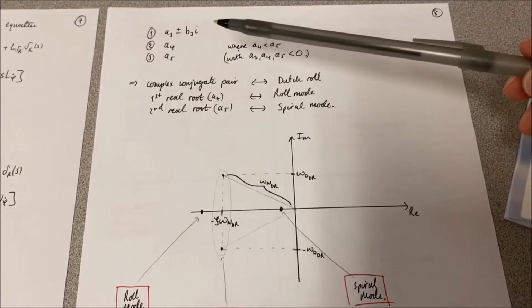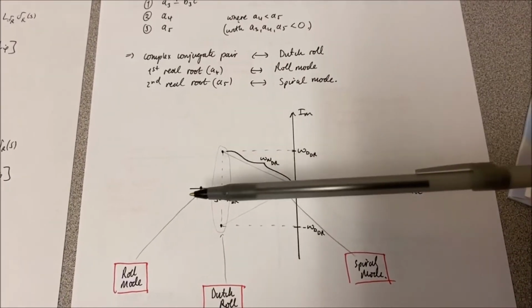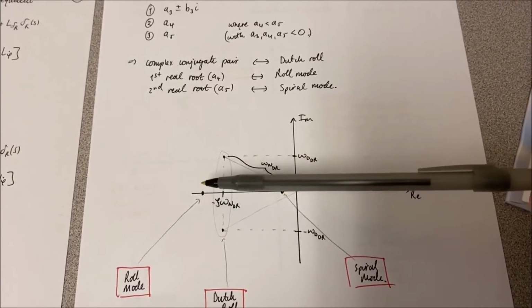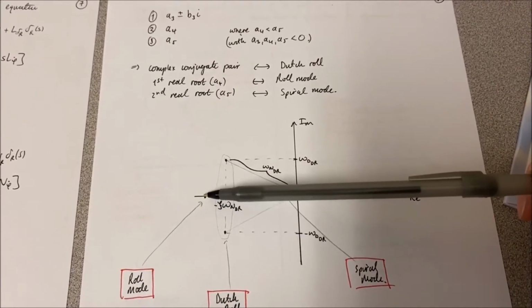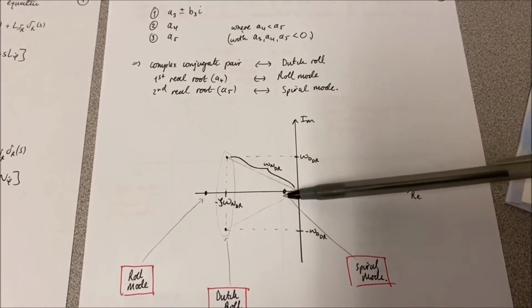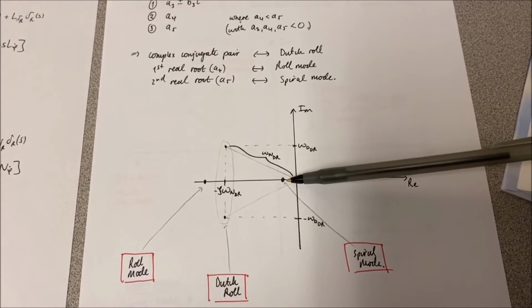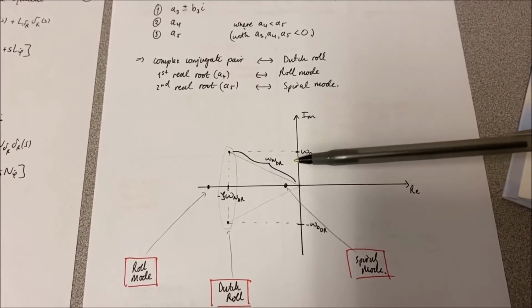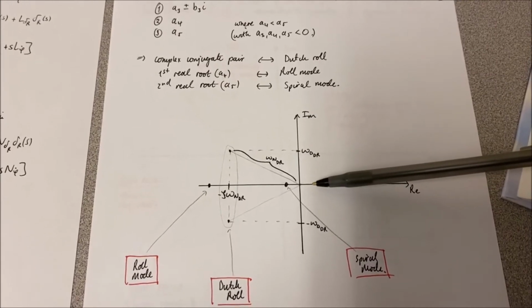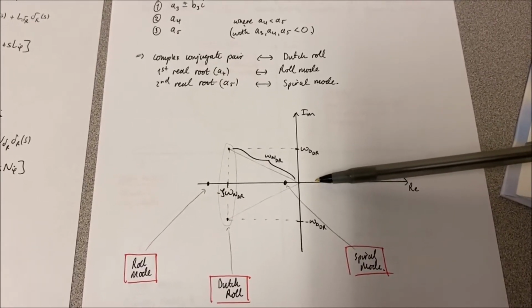The other two solutions, A4 and A5, live on the real axis, right? And the one that's the most stable, the one that's most negative, is the one which corresponds to the roll mode. The one which corresponds to the spiral mode is less stable, or as we saw in class, can be acceptably unstable, because again it has a much lower frequency.